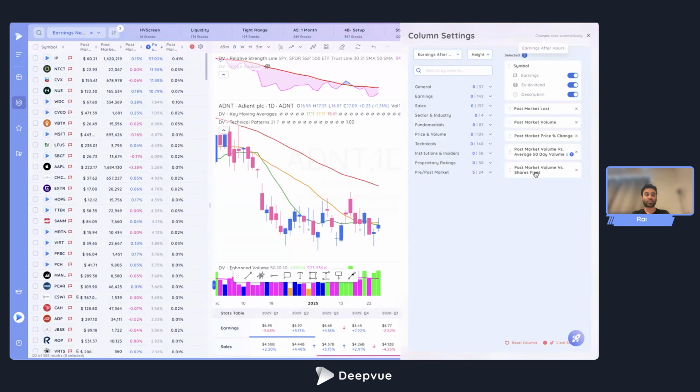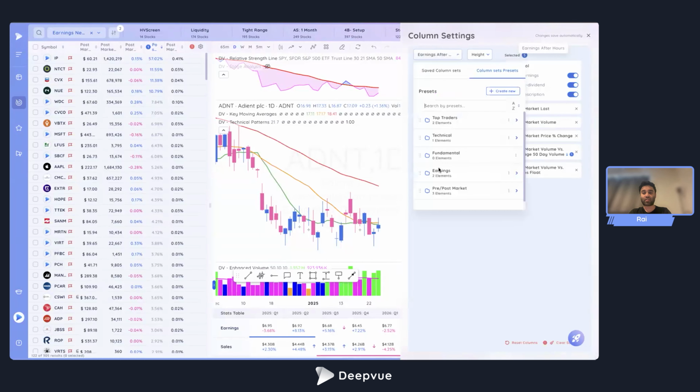The second one is how much of the float is being traded. So essentially, float is number of shares that are available in the markets, right? So if a company has 200 million shares available and the post-market volume is, let's say, 20 million or 30 million, the percent of float that you're trading is also a significant measure, a key measure of interest as to what's happening after hours. So I really like to have this earnings after hours if it's post-market and earnings pre-market column set up.